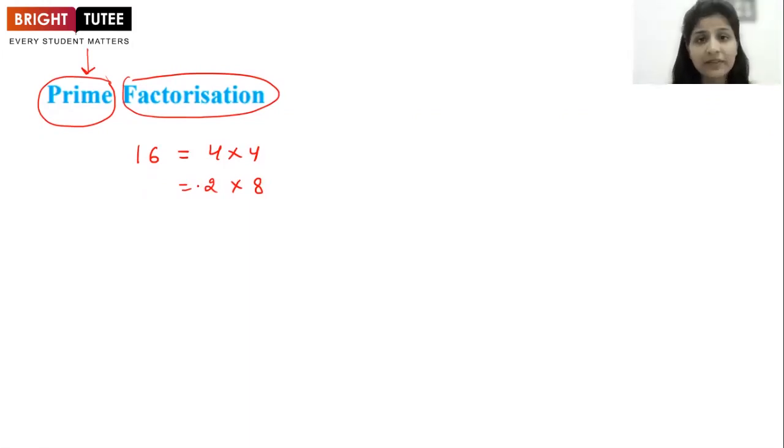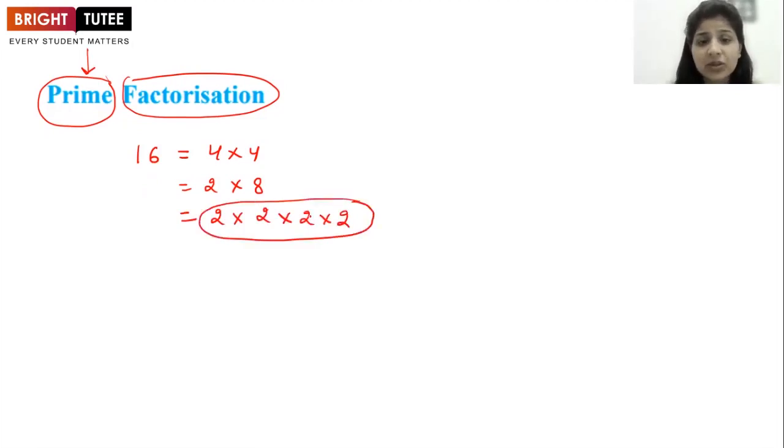When it comes to prime factorization of 16, how do we do it? I just have to include the prime factors. Can I convert this 8 into a product of prime factors? Yes, 8 can be written as 2 into 2 into 2. So the prime factorization of 16 is this. You multiply all of them, you will get 16. So when 16 is expressed as the product of prime factors, we say we have done the prime factorization of 16.